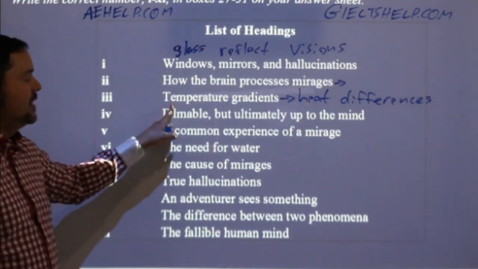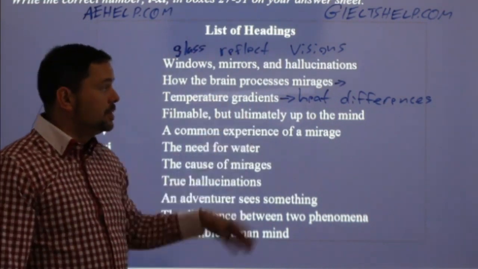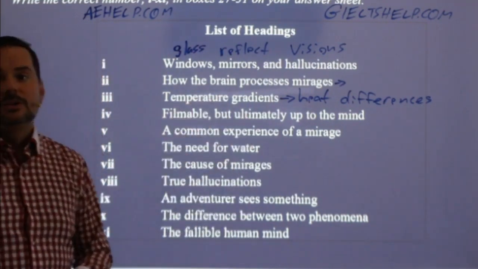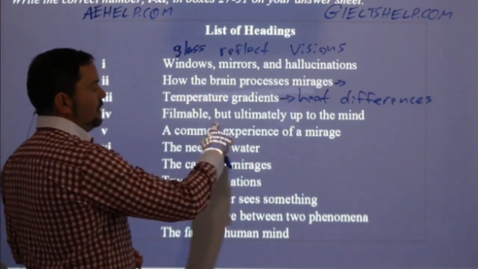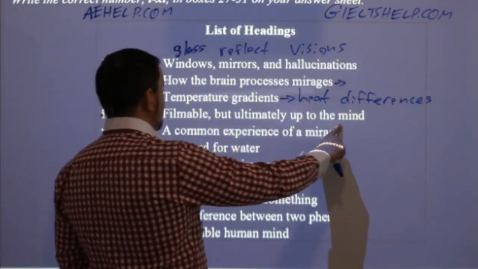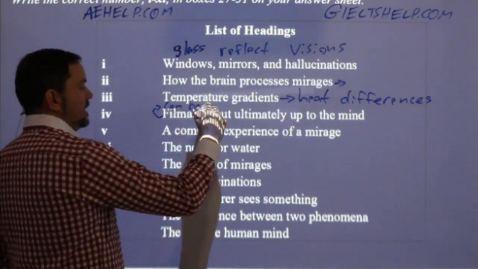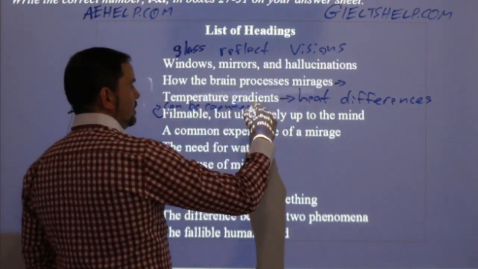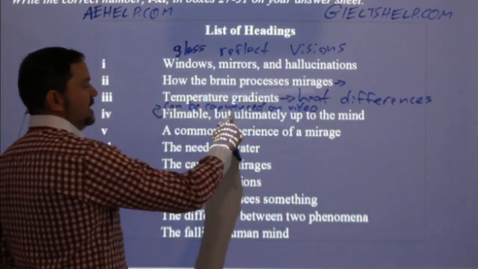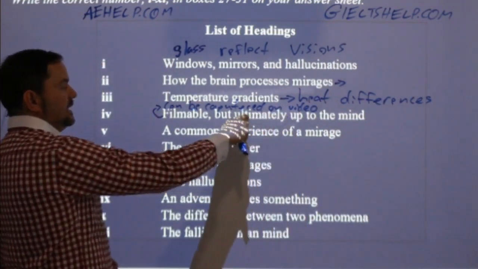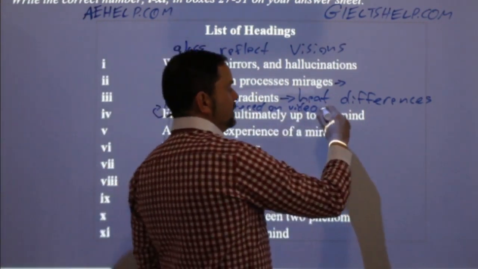Here you can think of Fahrenheit, Celsius, okay? And if you don't know the words, then that's okay. Just move to the next one. Do as many as you can. Okay, while I'm waiting for this answer, I'll keep going here. So filmable, but ultimately up to the mind. Filmable means can be captured on video. Okay, so can be captured on video is a definition of filmable, but ultimately up to the mind.